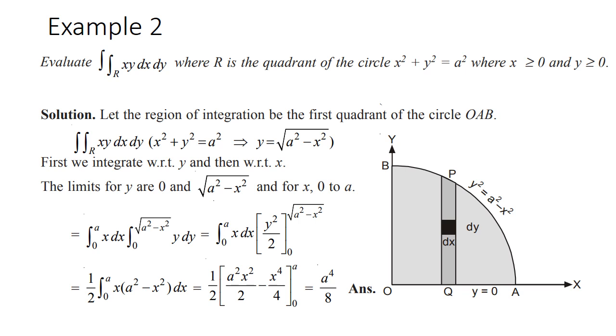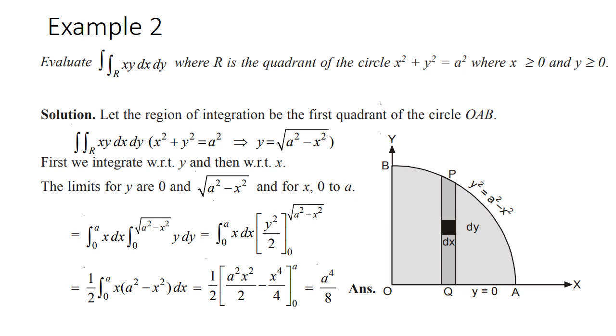And they have given it as x² + y² = a². So from that, it is evident that y is going to be equal to √(a² − x²). So the limits of y are going to be 0 to √(a² − x²), and for the limit of x, it is going to be 0 to a. So now when we substitute this, it is going to be the integral from 0 to a of x dx, the integral from 0 to √(a² − x²) of y dy.